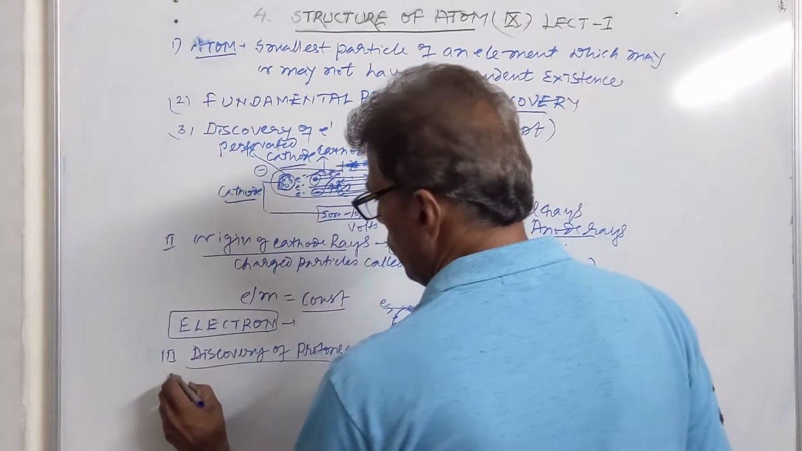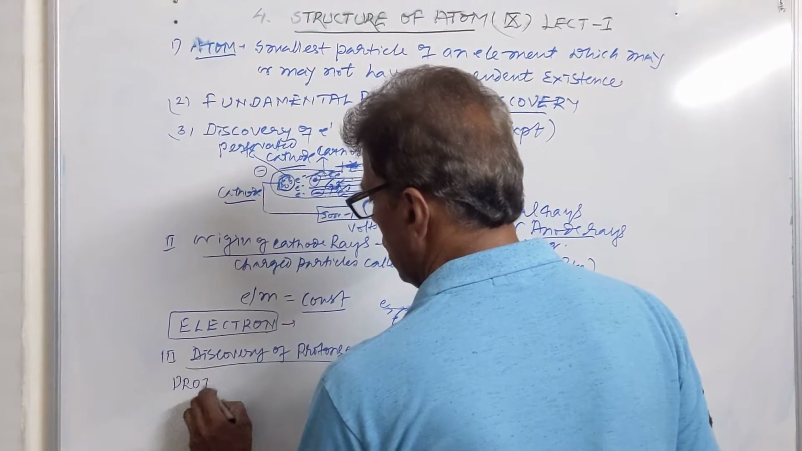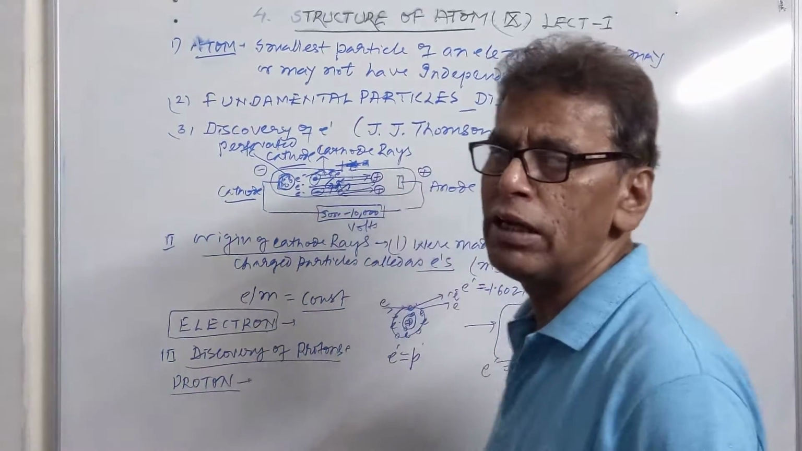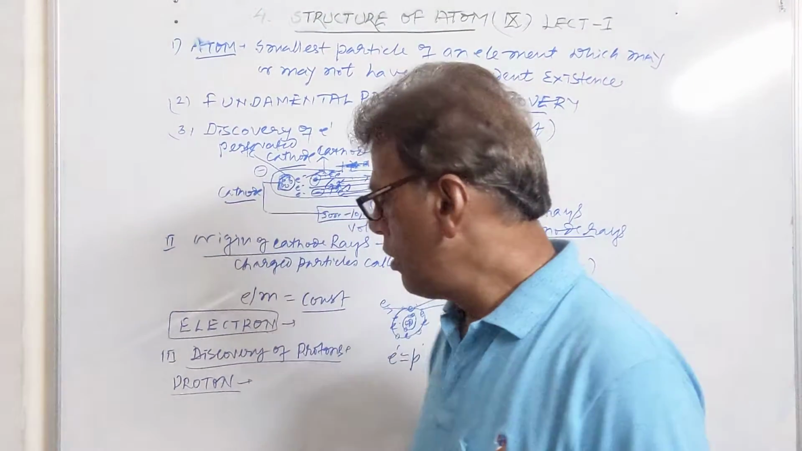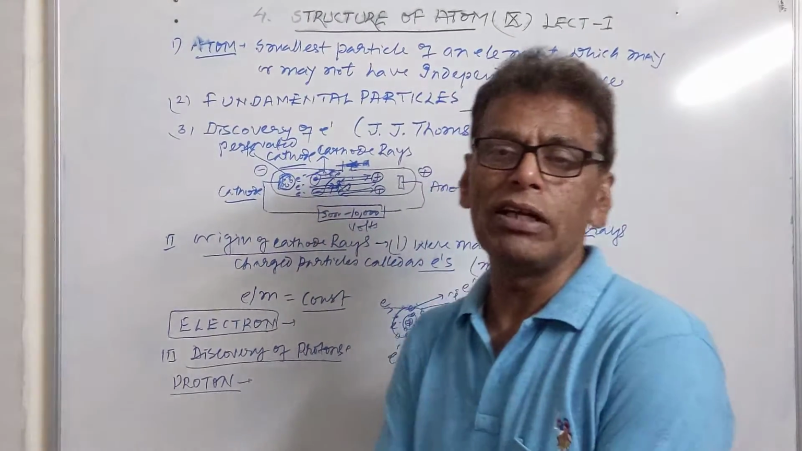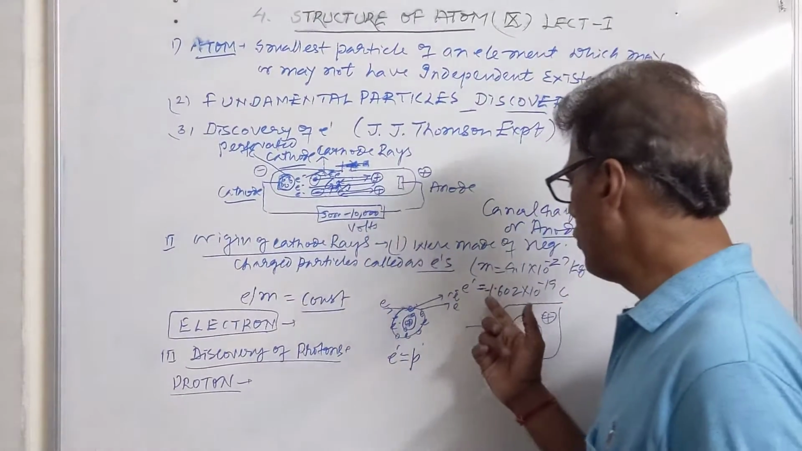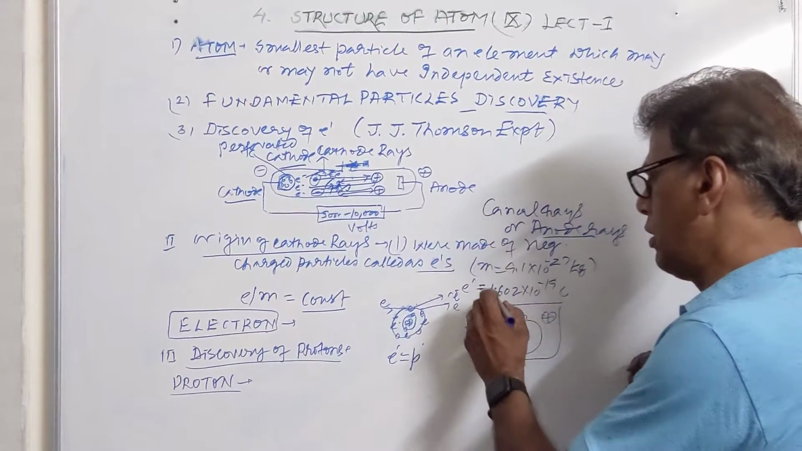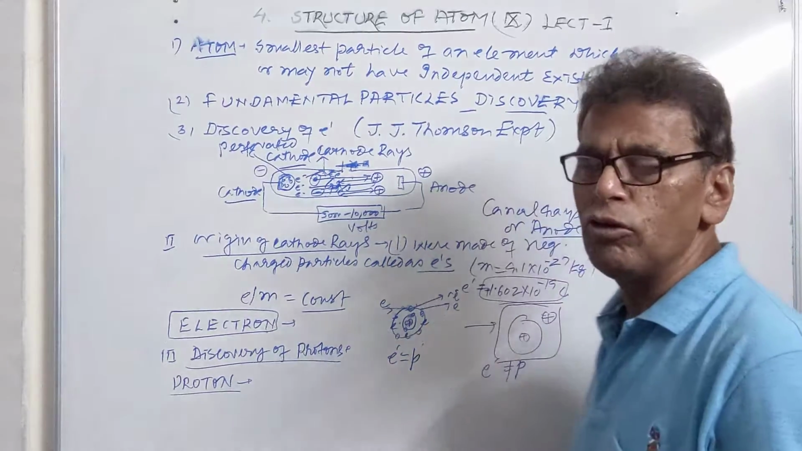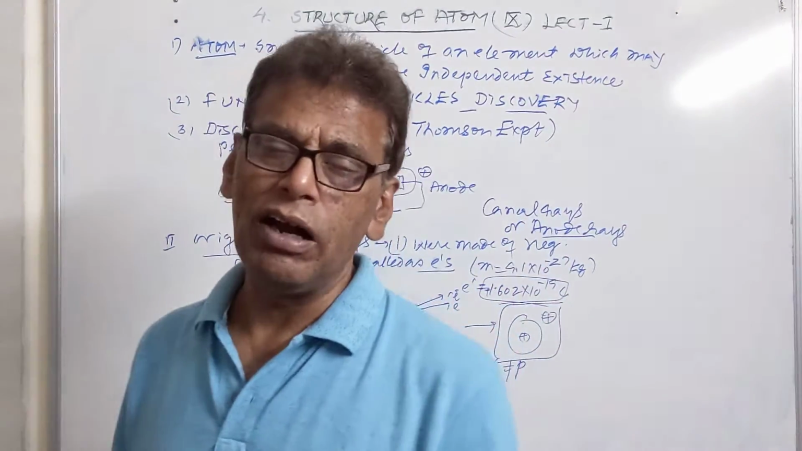So here we got another fundamental particle, that was the proton. So proton is a subatomic fundamental particle of the atom whose mass is 1.67 into 10 raised to power minus 27 kilogram, and it has a unit positive charge, that is plus 1.602 into 10 raised to power minus 19 coulomb. So this was regarding the proton.